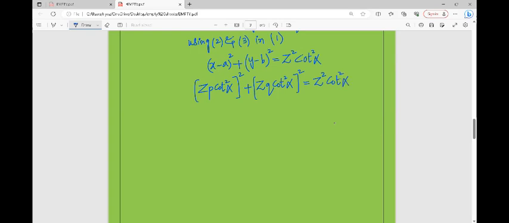Now when squared, every term gives z square p square cot power 4 alpha. Correct? Yes sir. Very good. Plus z square q square once again cot power 4 alpha is equal to z square cot square alpha.